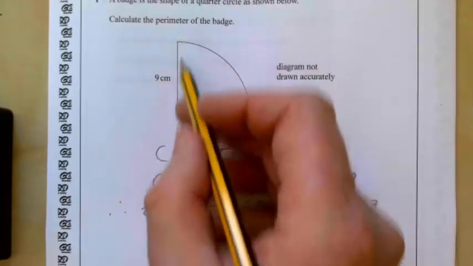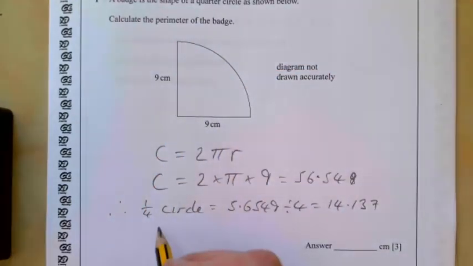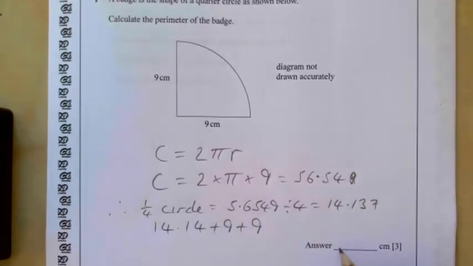We then need to add the 9 and the 9, so we'll go 14.14 plus 9 plus 9, and that gives us then 32.14.